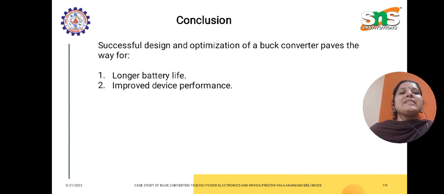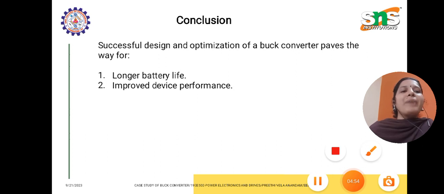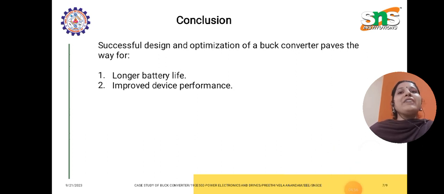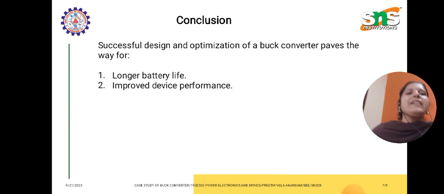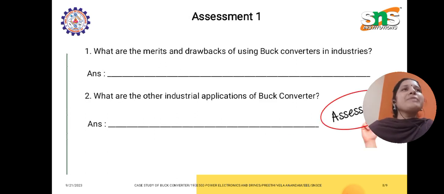The conclusion is that the successful design and optimization of a buck converter for a portable device have enabled the manufacturer to meet the stringent power requirements while maximizing the efficiency and minimizing the heat generation. The efficient power regulation provided by the buck converter contributes to the longer battery life and improved device performance, making it a critical component in modern portable electronics. And then let's see the assessment part of this.